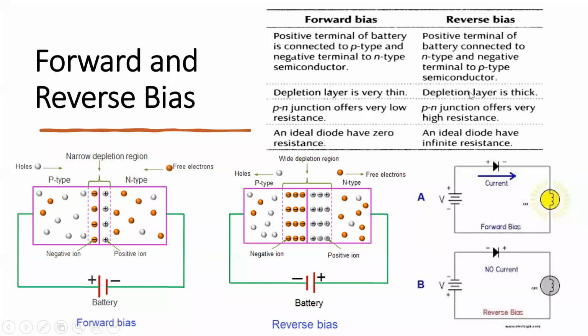So we can compare and tell that in a reverse bias, the depletion region becomes thicker and thicker, which means it widens, while in a forward bias, the depletion region becomes narrow. So this thick and thin is a comparative statement. Is that clear, Hasina?